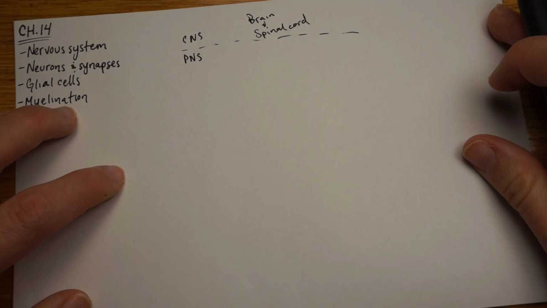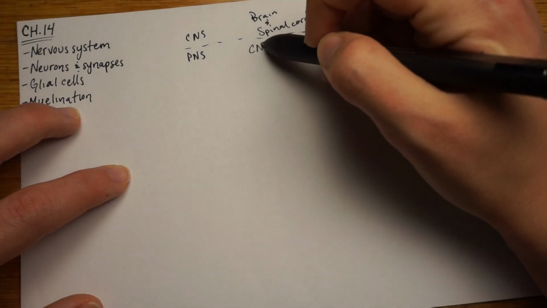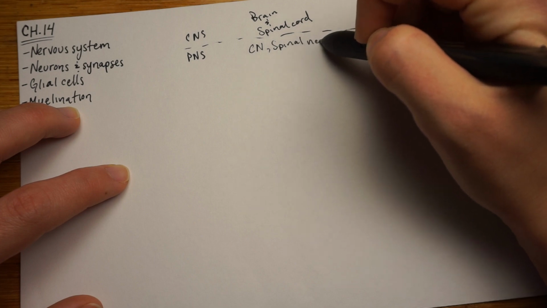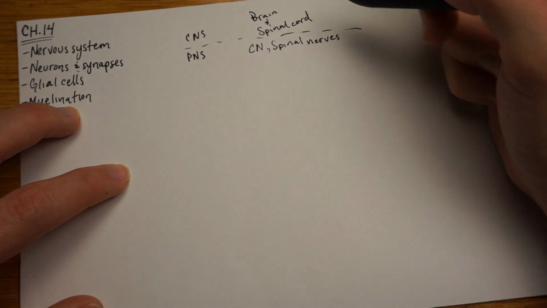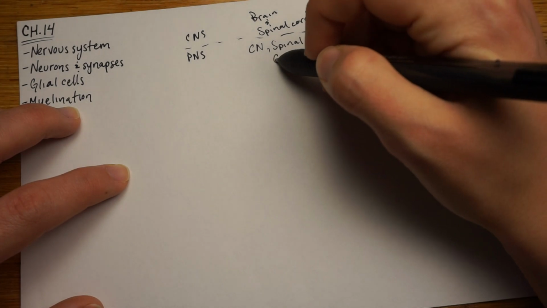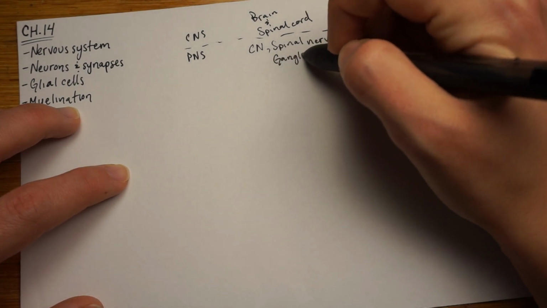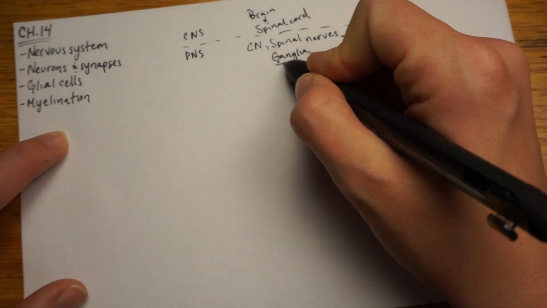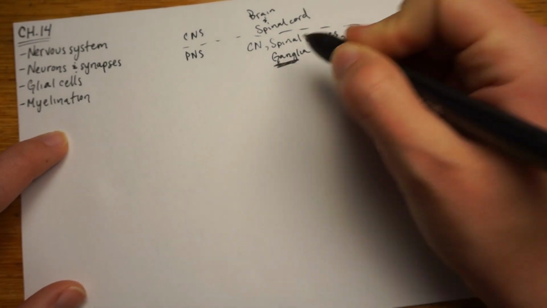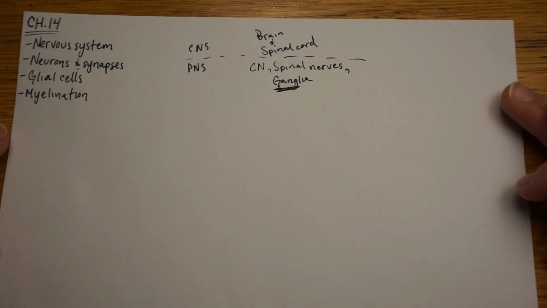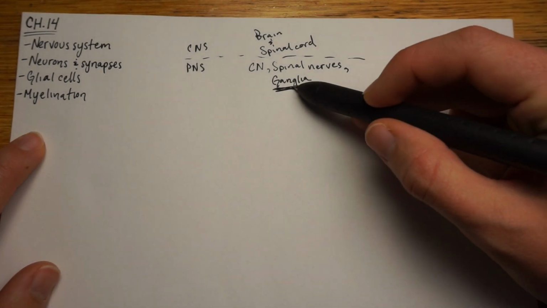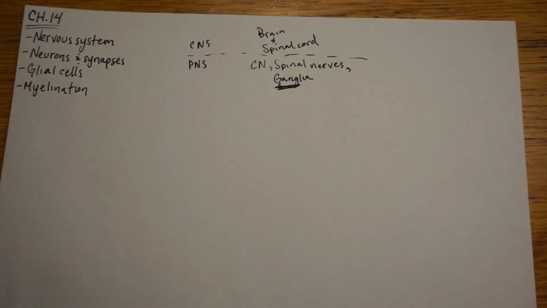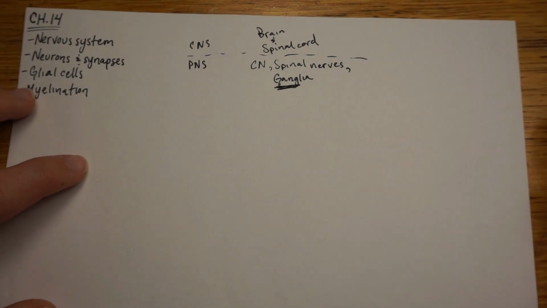And then in the peripheral nervous system, you have things like cranial nerves, which I'll just write as CN. You have spinal nerves. And then you also have ganglia. Now, I get a lot of questions about what actually are ganglia. Well, the word gang reminds me of hanging out with your pals and having a little powwow. Basically, this is just a place where cell bodies will kind of get together. And we'll talk about that in a little while. But those are the two divisions.